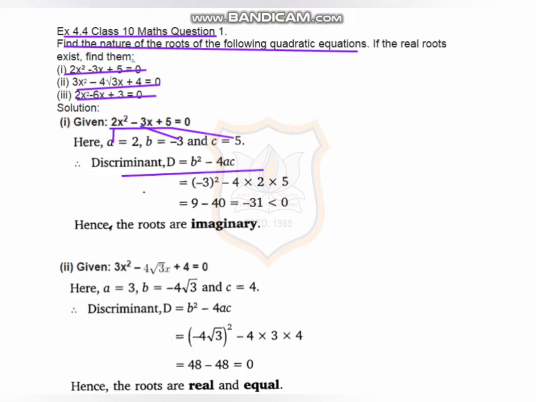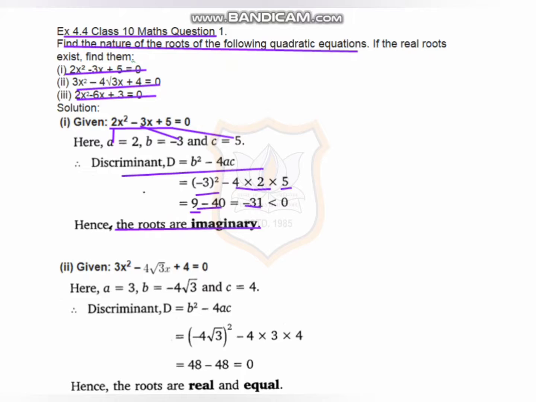We know the formula of discriminant equals b square minus 4ac. So b square is minus 3 square, minus 4 into a is 2 and c is 5. So minus 3 square is 9, 4 2s are 8, 8 5s are 40. So 9 minus 40 equals minus 31. So the roots are imaginary.